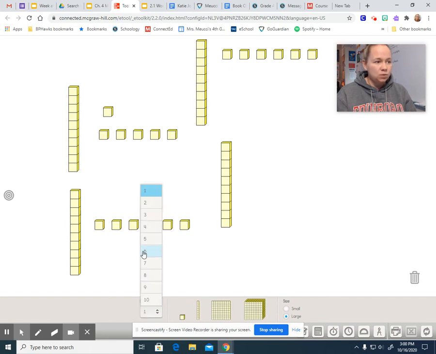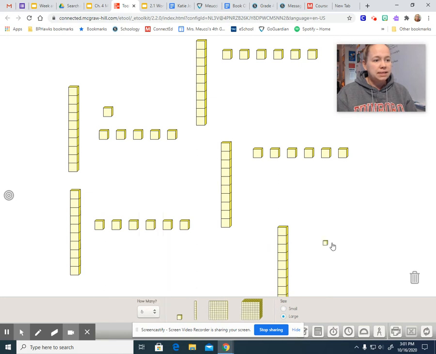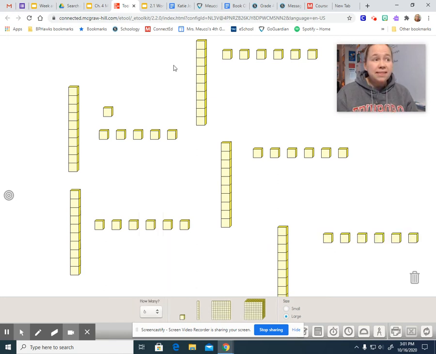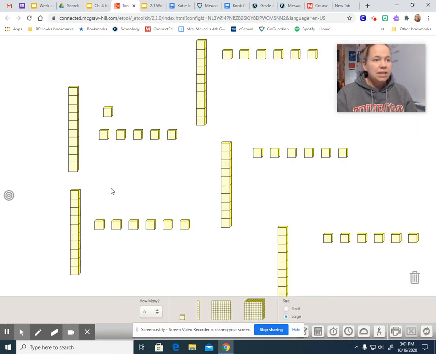And 6 ones for 16. So there's 16 times 4, but I need 16 times 5. 1, and I need 6 ones, 16, times 5. So model it, and then it says to model it and then solve. So we modeled it. Now we're going to solve.